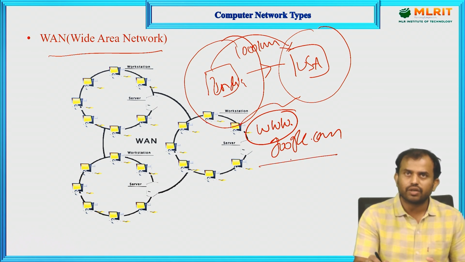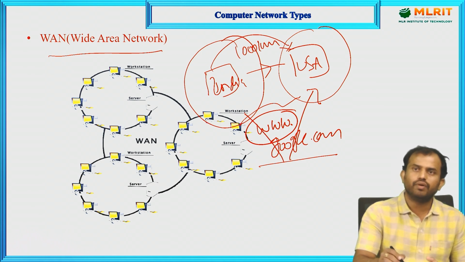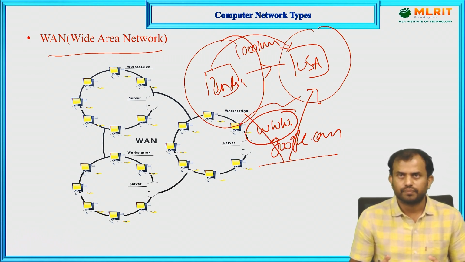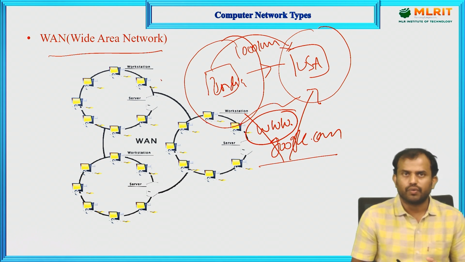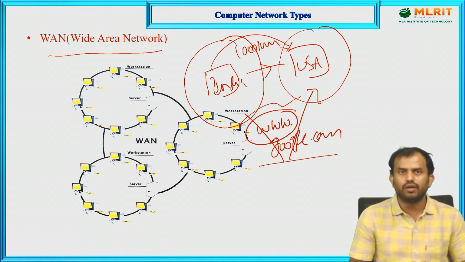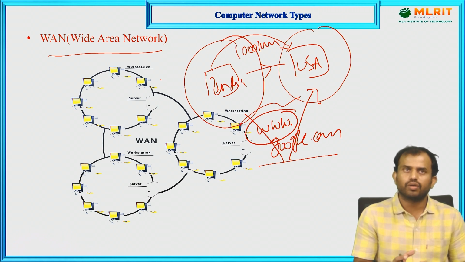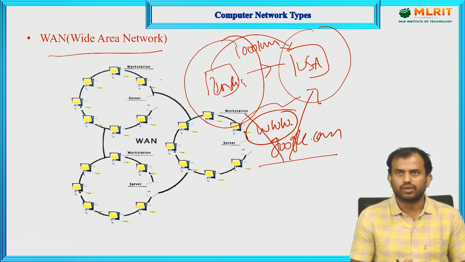That server can be located anywhere in the world, but I can access it from anywhere outside its region. That happens with the help of the wide area network. We can communicate globally, in any city, any country, any town, through this kind of network architecture.